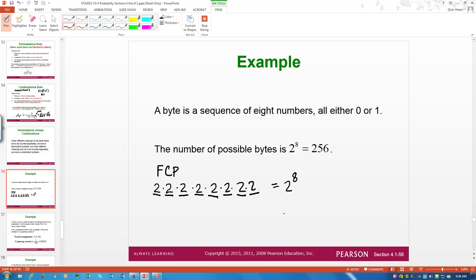So are you telling me that if I put in a computer byte 0001111, the computer will interpret that the same as 01010101? No. That's different. So the fundamental counting principle is taking order into consideration, again counting the number of ways to do each part of the task. So in both the fundamental counting principle and permutations, the order matters.